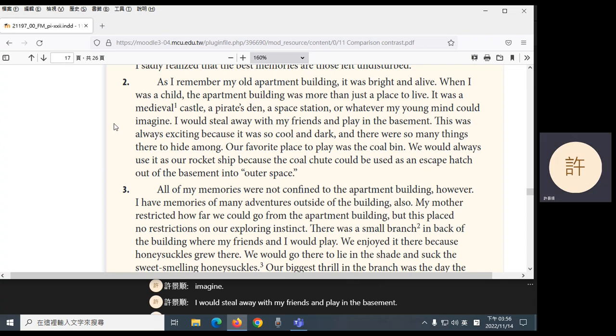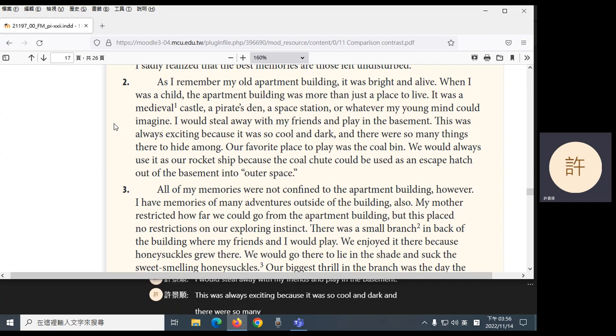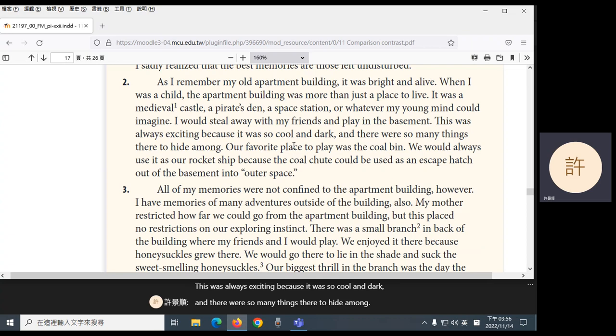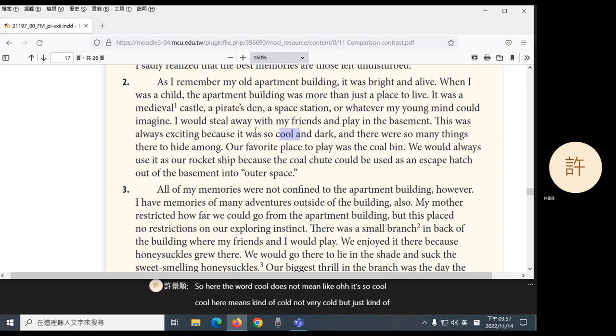This was always exciting because it was so cool and dark, and there were so many things there to hide among. So here the word cool does not mean like, oh, it's so cool. Cool here means kind of cold, not very cold, but just kind of cold.